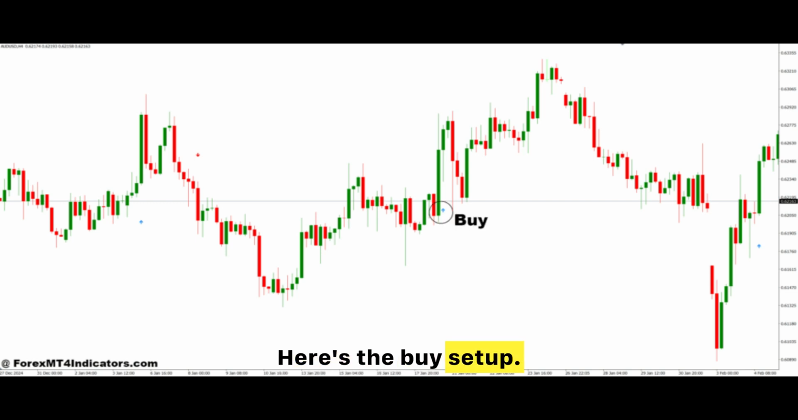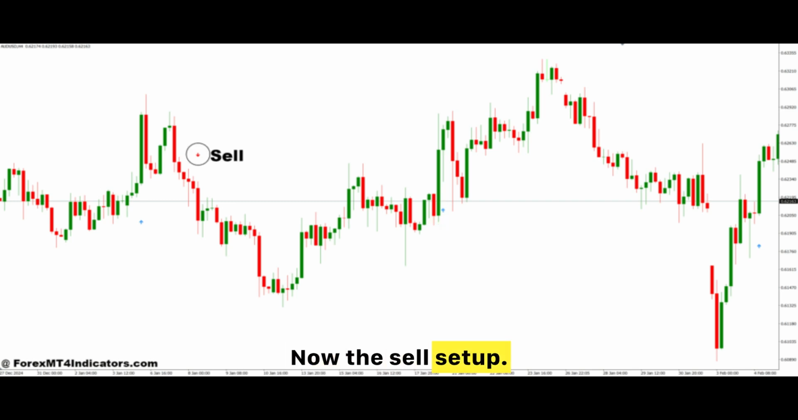Here's the buy setup. WPR drops below -80, showing the market is oversold. RSI then turns up or crosses above the 30 level, confirming momentum is shifting. When both line up, the indicator prints a buy arrow. For extra confidence, check that price is holding above support or a recent uptrend.